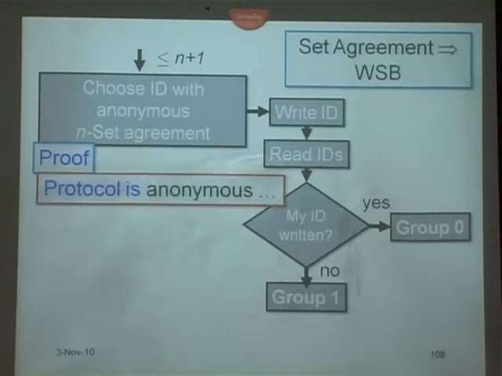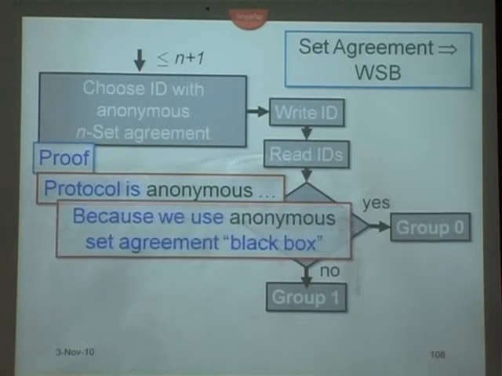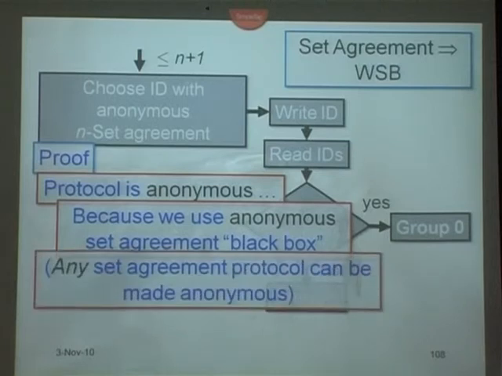So, yeah, why anonymous? Oh, we want the whole protocol to be anonymous. Okay. And so that's why, if this were not anonymous, then we couldn't argue that the whole protocol was anonymous. So we're assuming that the black box that we have is anonymous. Now, I'm not going to prove this, but in fact, you can take any set agreement protocol and transform it into an anonymous protocol by doing some pre-processing. When you join the n-set agreement protocol, your ID is your value.